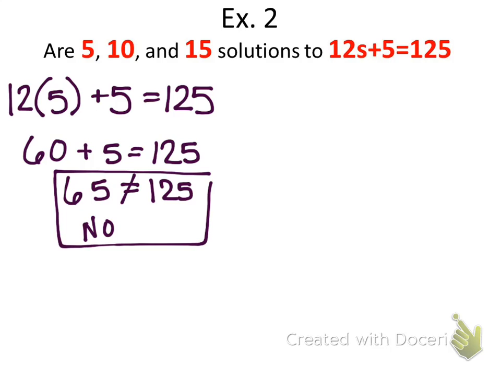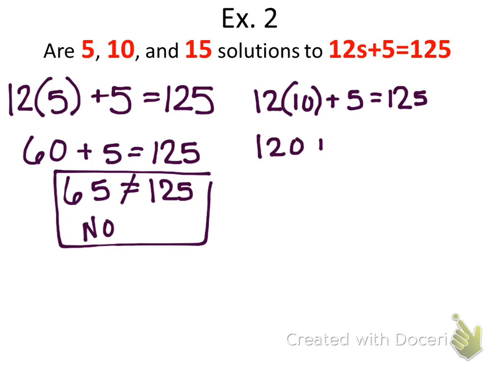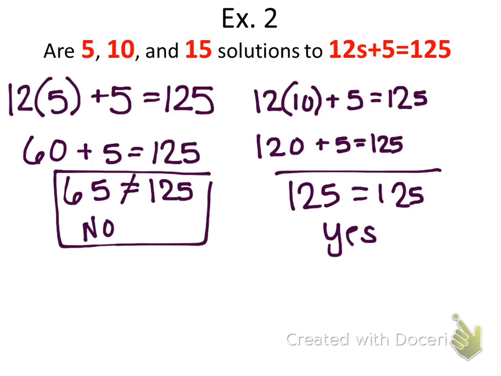All right, so let's see if 10 is going to be the solution. So we say 12 times 10 plus 5 equals 125. What's 12 times 10? 120. 120 plus 5 is 125. Does 125 equal 125? Yes, it does. So here's our solution.